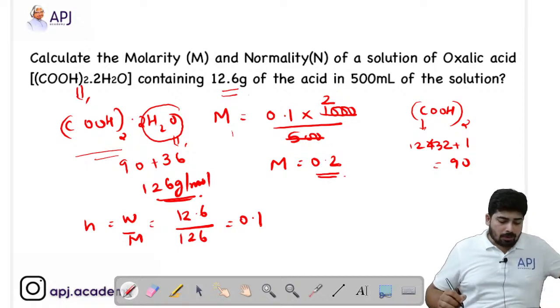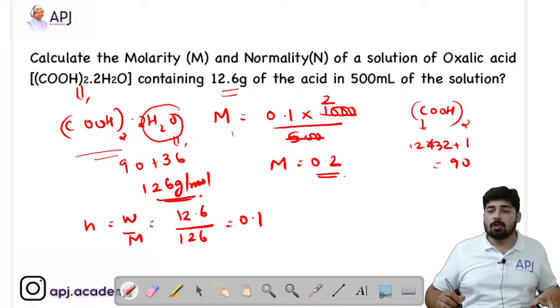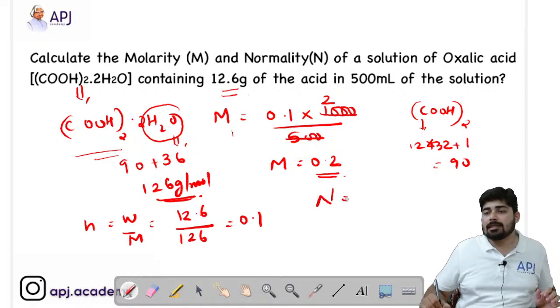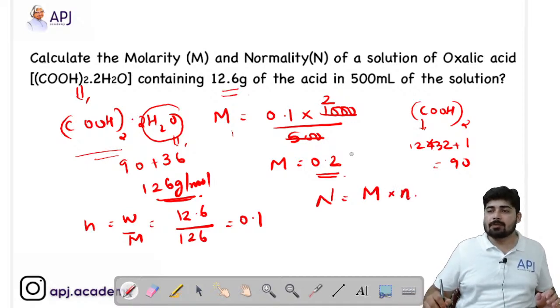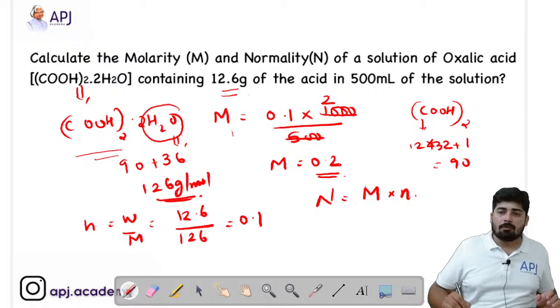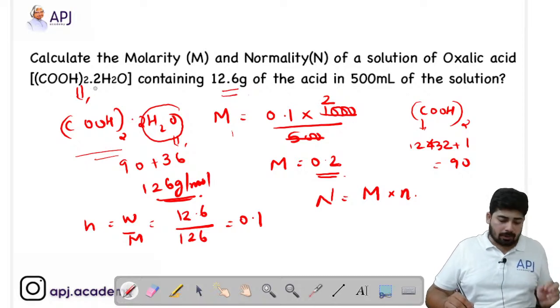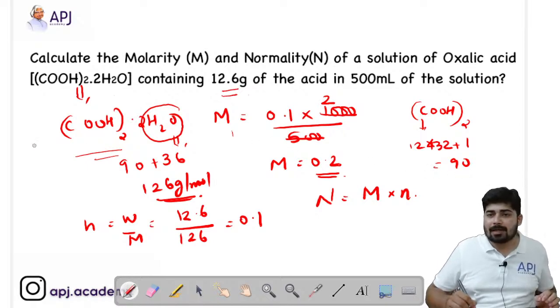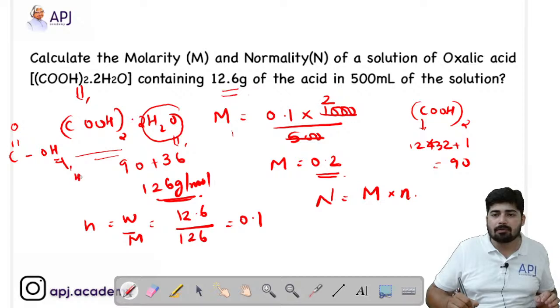Now we have to find out the value of normality. We know that normality is equal to molarity into valency factor, right? So let's find out the valency factor of oxalic acid. We know that from one molecule we get 2 H plus ions. So from one COOH, one H plus will be released, and one more COOH is present. So in total we will get 2 H plus. That means the valency factor here is 2.